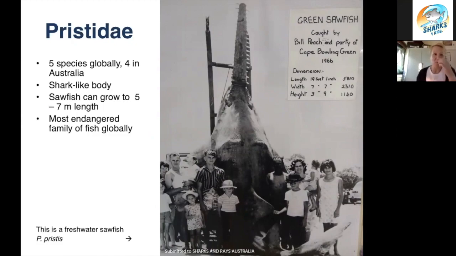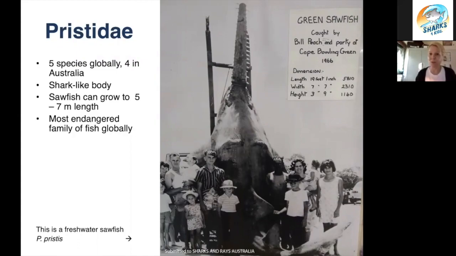But when you look at this picture, so sawfish have a shark-like body. So they're this weird mix between a shark and a ray. So they're technically a ray. Easy way to differentiate between a shark and a ray is that a ray always has the gills on the underside, whereas even in a shark that is really flat, like a wobbegong, for example, the gills are still on the side. And sawfish can grow 5 to 7 meters in length.